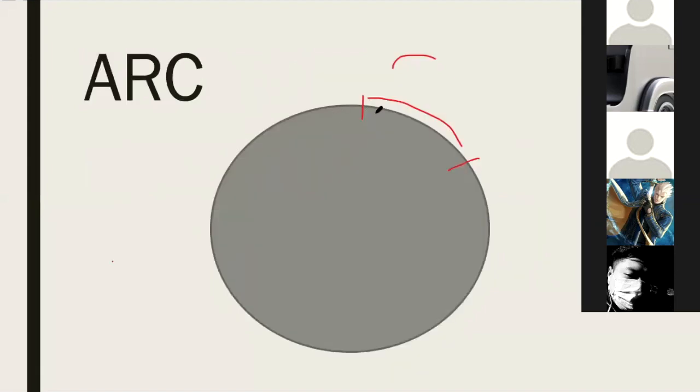So, chord, tapos na. Arc, portion of a circumference. So, hindi siya yung buong circumference, kundi part lang. So, halimbawa, kung yung point na to, point A at point B, ibig sabihin, yung arc na to ay arc, ito yung symbol ng arc, arc AB. So, hindi siya yung buong circumference. Okay.